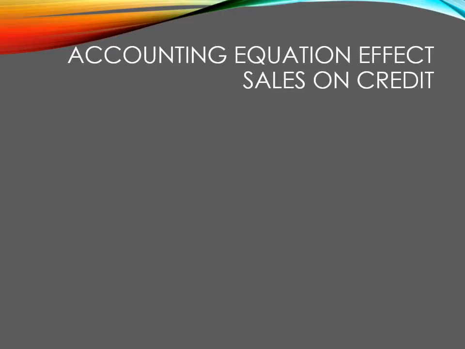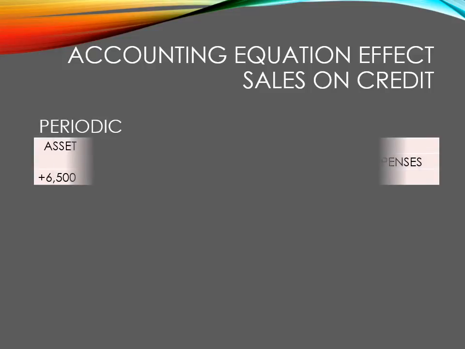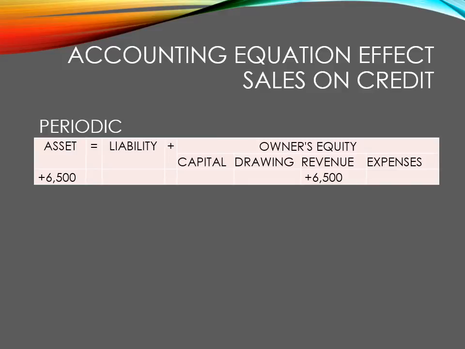And for sales transactions, for example, we look into the sales on credit. If you use the periodic inventory system, your accounting equation effect will be explained as an increase in assets, meaning that you have a debt from the customer of 6,500 ringgit, and the revenue, the sales account, increases by 6,500 ringgit. This is based on the sales price.